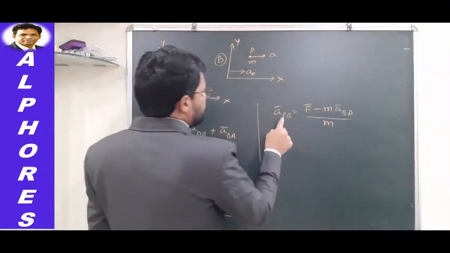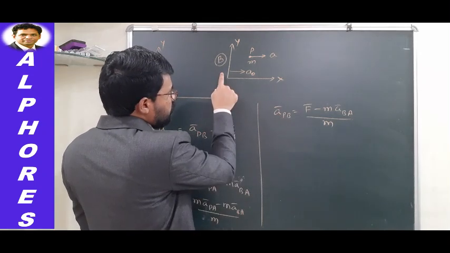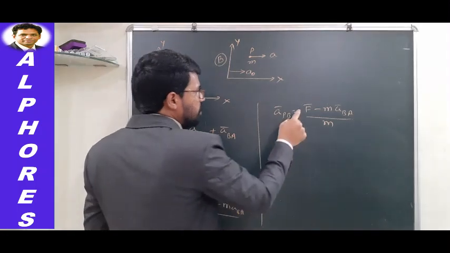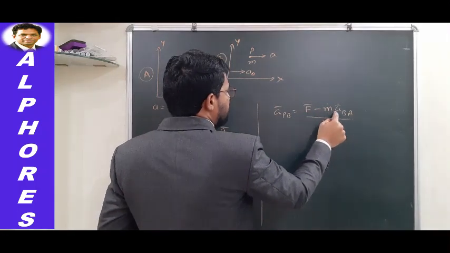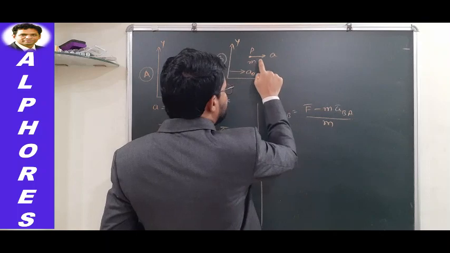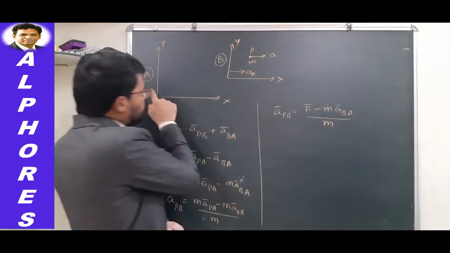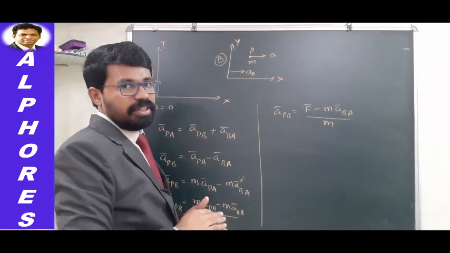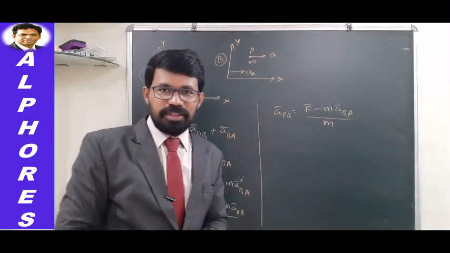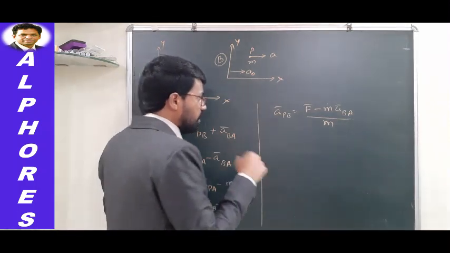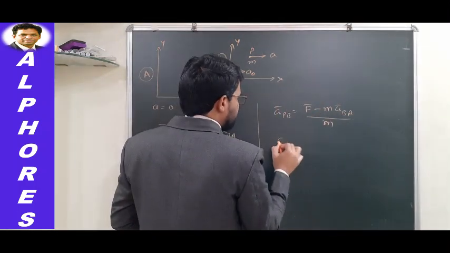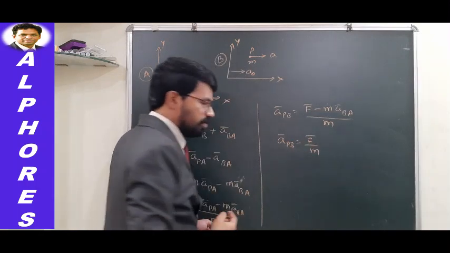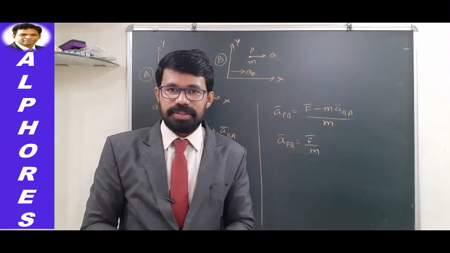So the acceleration of particle P with respect to B, the accelerated frame of reference, is F bar minus M into A bar BA, divided by M. In fact, if you are not aware that Newton's laws are not valid in non-inertial frames of reference, and I ask you to write its acceleration, what you will write directly is A bar PB is equal to F bar by M. That's how we write it, according to Newton's second law of motion.